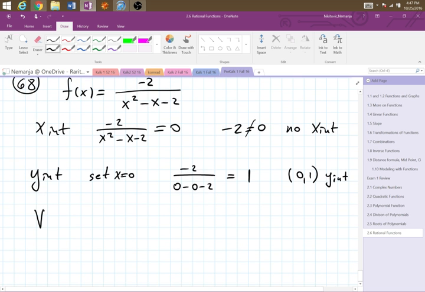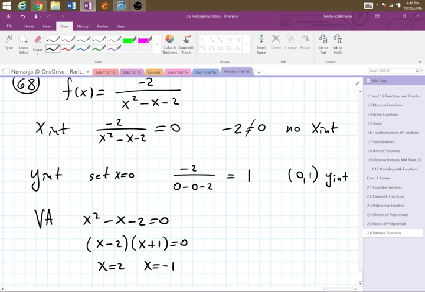For vertical asymptote, we will set x squared minus x minus 2 equal to 0, which factors into x minus 2 times x plus 1. x is 2, x is negative 1, and those are our vertical asymptotes.